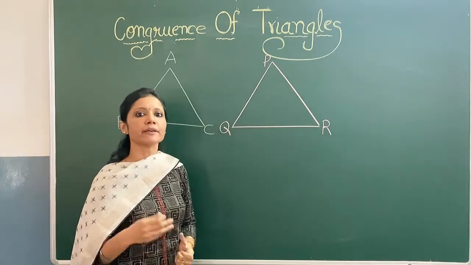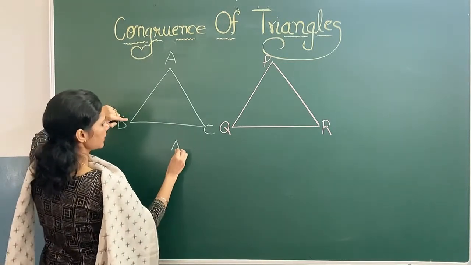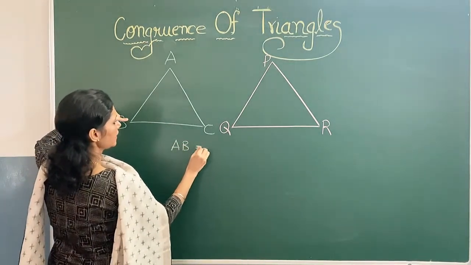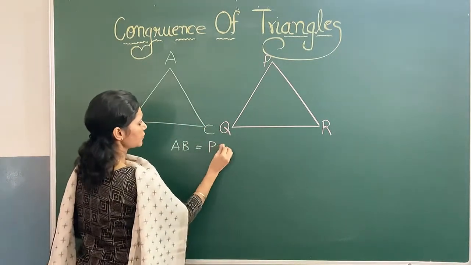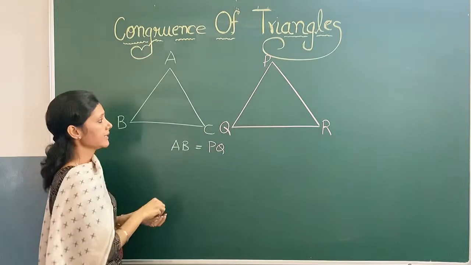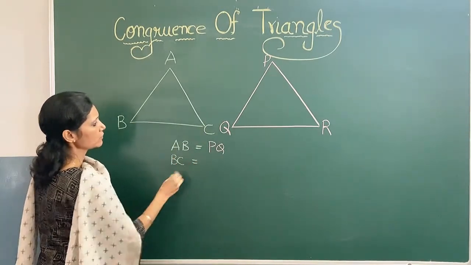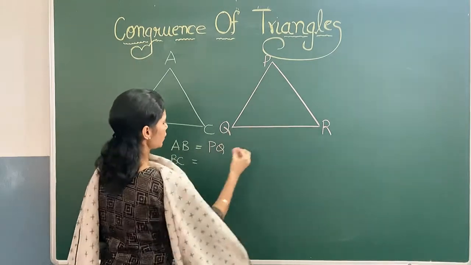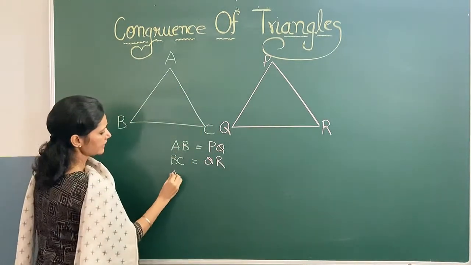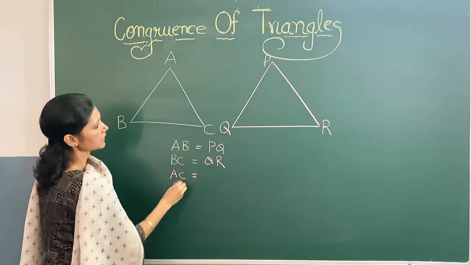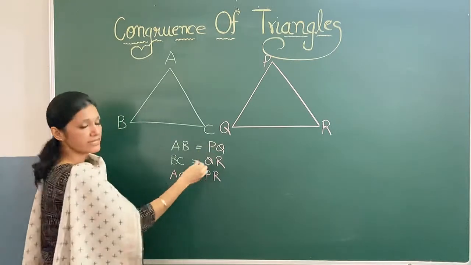So in all there are 6 conditions. What are the conditions? AB of one triangle should be equal to PQ of the other triangle. One side. The second side is BC should be equal to the second side, that is QR of the other triangle. Then AC should be equal to the third side, that is PR of the other triangle. So these are the three sides.